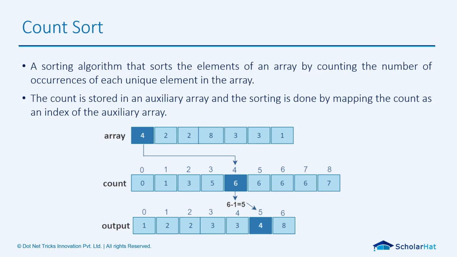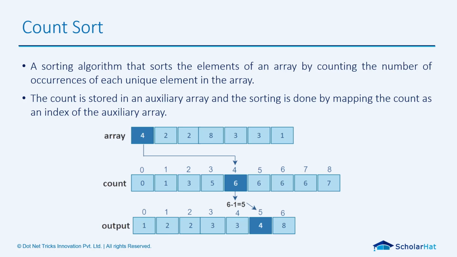So this is the algorithm, and the time complexity of the count sort algorithm is O of n plus k, where n is the number of elements in the input array and k is the range of the elements. Count sort is efficient when the range of elements is relatively small compared to the number of elements. However, it requires additional space for the count array. So the space complexity is also O of n plus k. Let's go to VS Code and see how it is done.